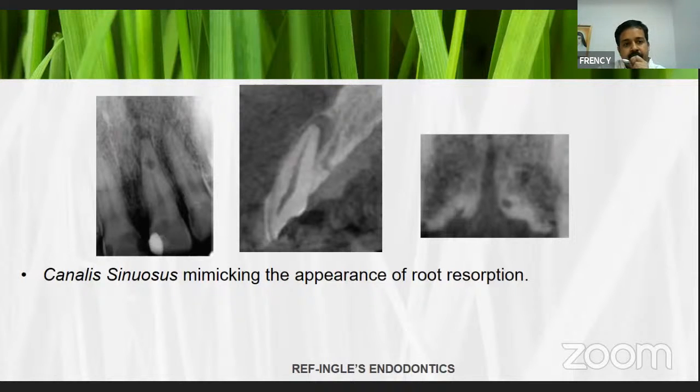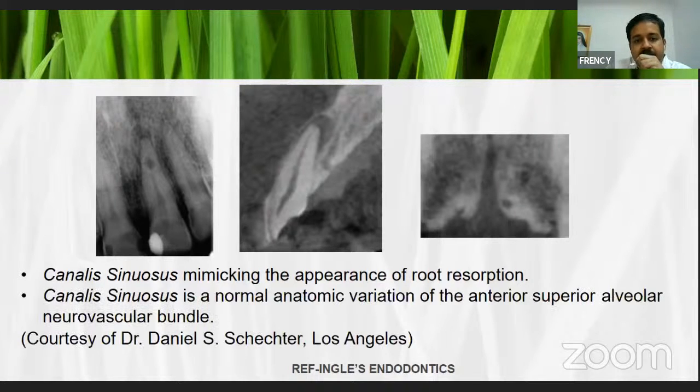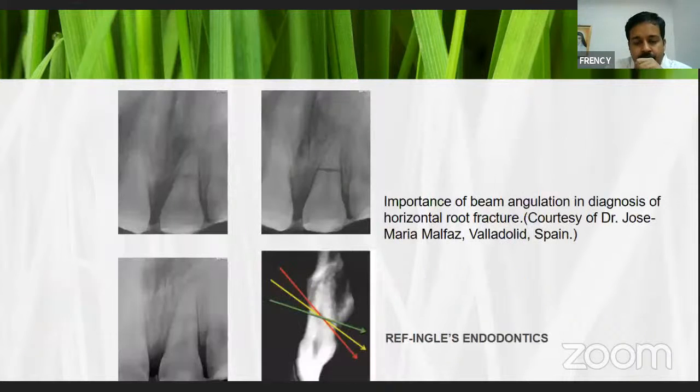But if it is an external resorption or any other anatomical abnormality, it will shift. Actually, this picture is a canalis sinuosus. It is mimicking a root resorption, and it is a normal anatomical variation of the anterior superior alveolar neurovascular bundle. So in CBCT, you can see it is normal.